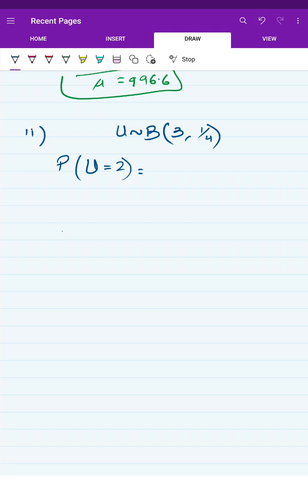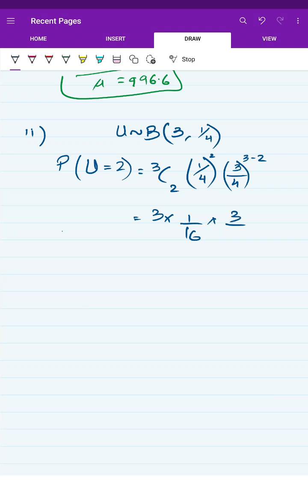So this means 3C2, times 1 over 4, which is the probability of success, to the power 2, and the probability of failure, which is 1 minus 1 over 4, which is 3 over 4, to the power 3 minus 2. So this becomes 3 times 1/16 times 3/4, which is nothing but 9 over 64, or approximately 0.141.